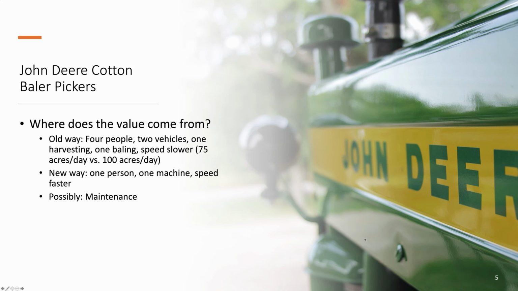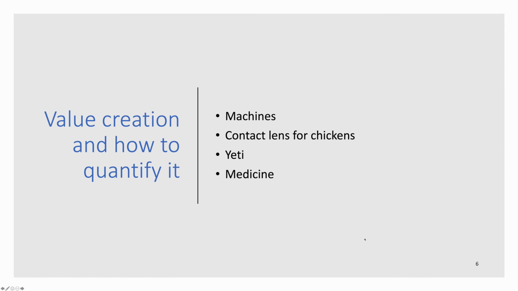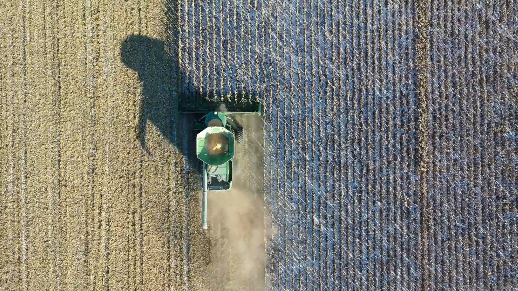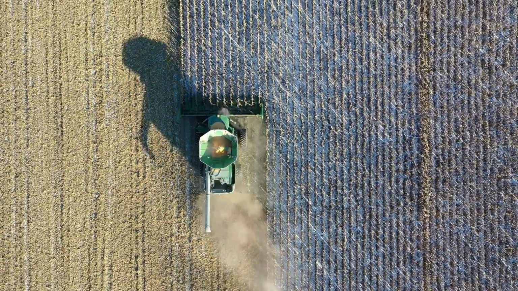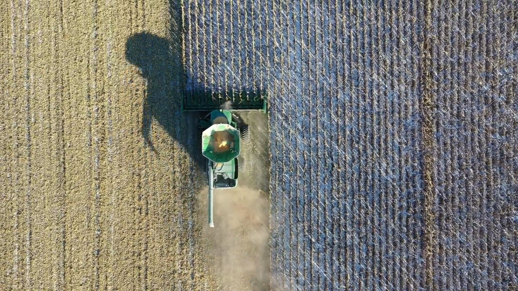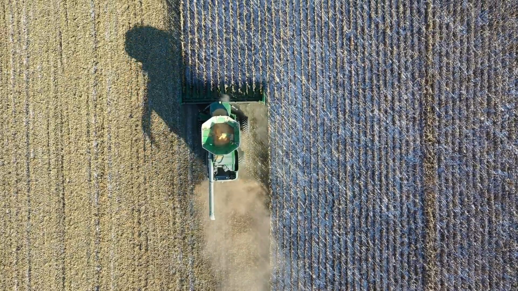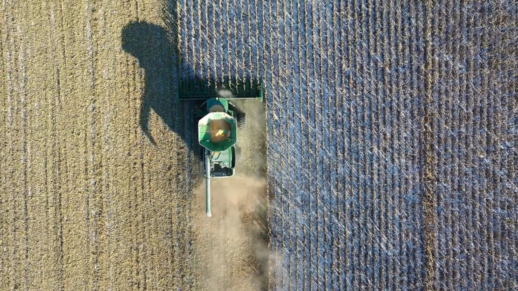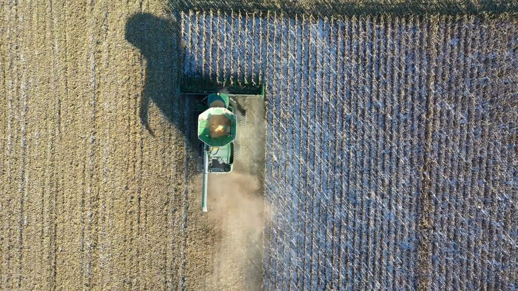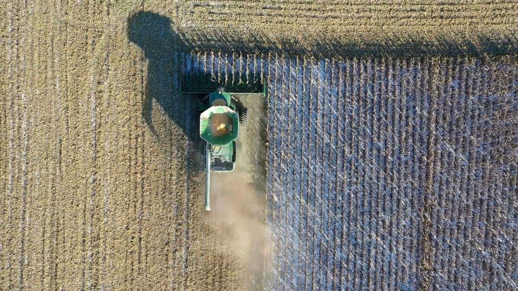So this is one example of how values are created. What are the other ways that value may be created for the customers? Here are a few examples on value creation and how we may be able to quantify it. The cotton baler moves faster, and if it can harvest 30% more cotton fields within the same amount of time, then this cotton machine creates value. It's from productivity. And as we mentioned, from saving of labor.